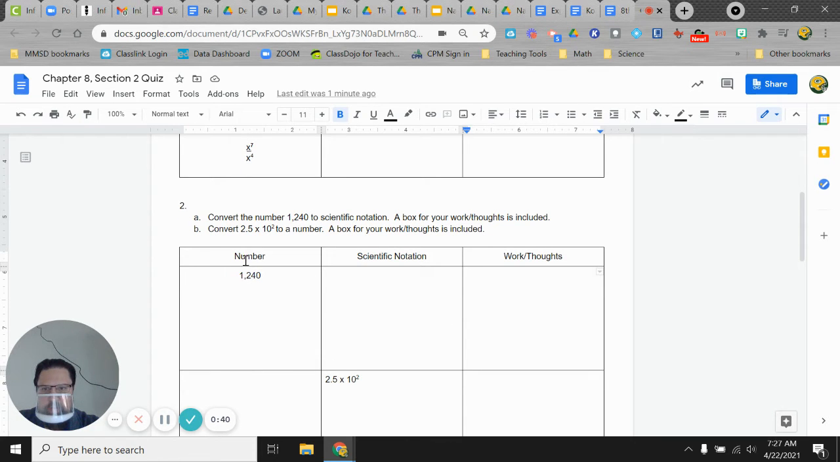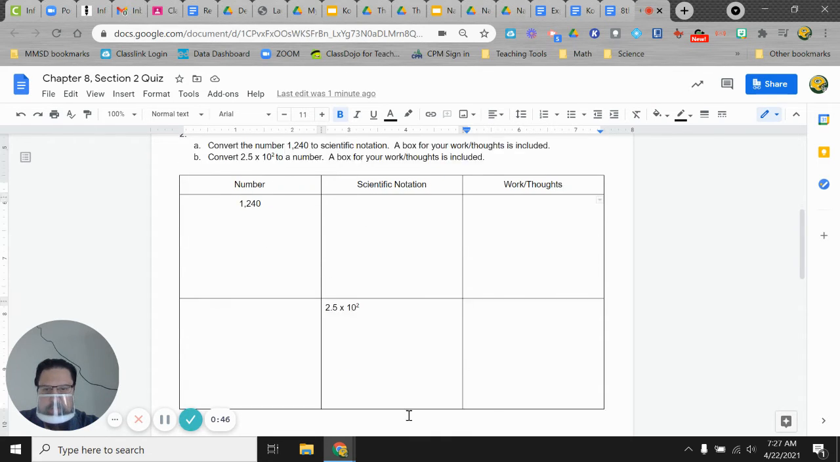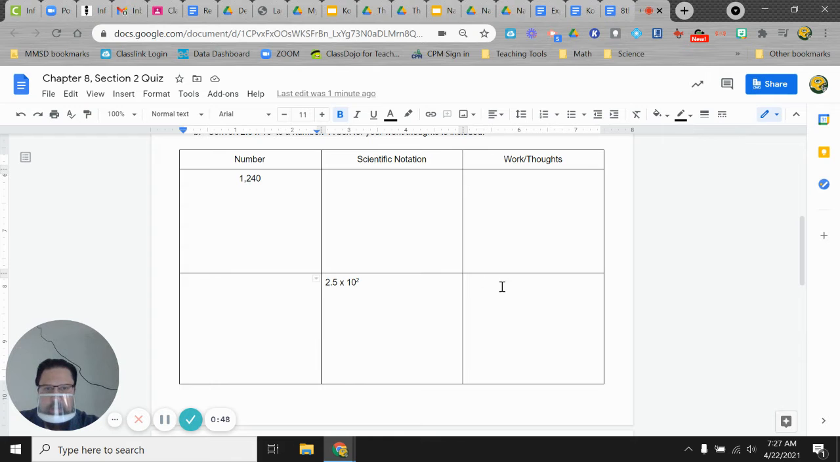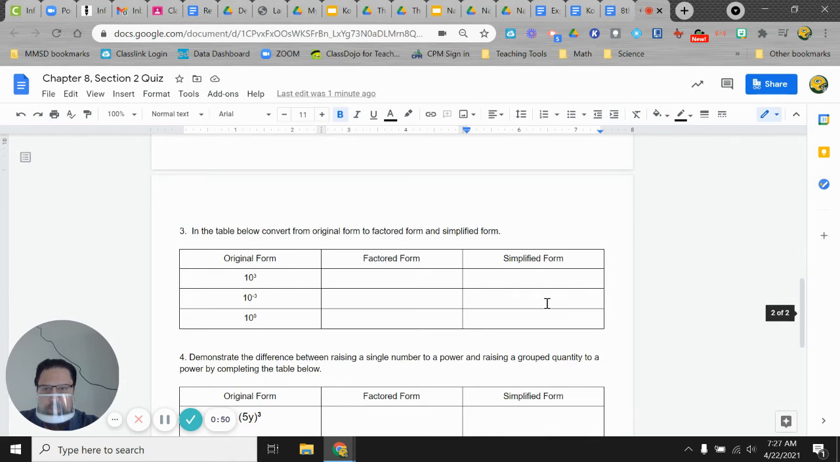Part B is convert 2.5 times 10 to the second power to a number. A box for your work or thoughts is included. So in this one, you would fill out the number and the work or thoughts.